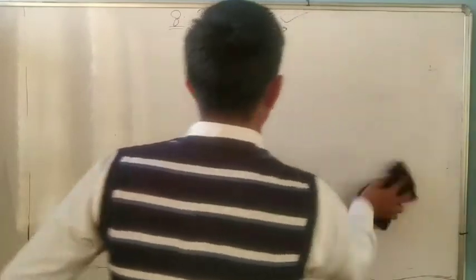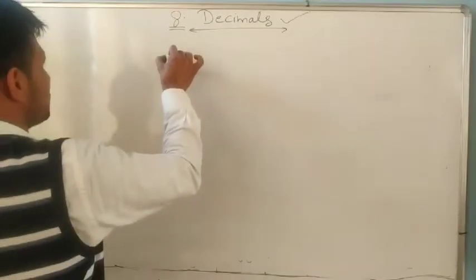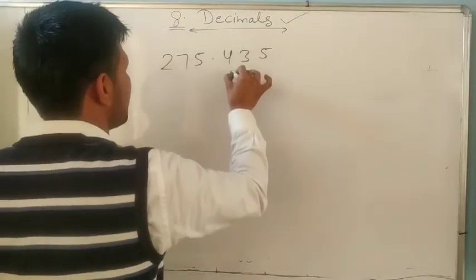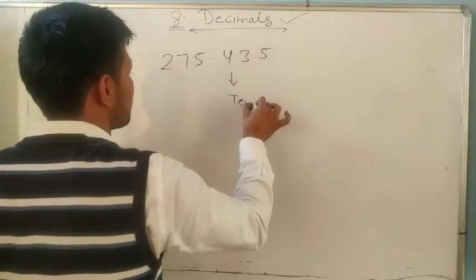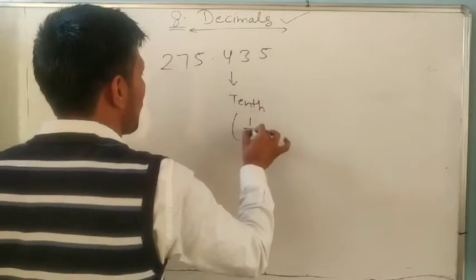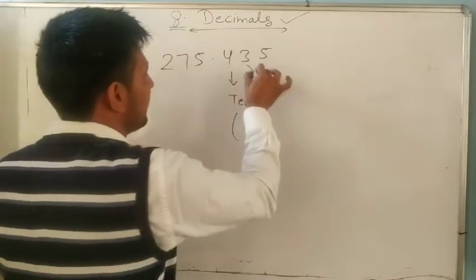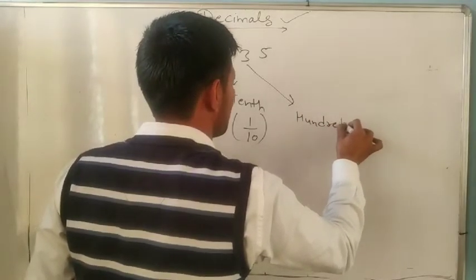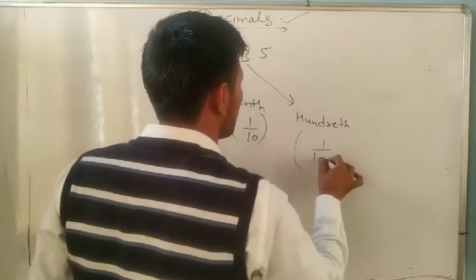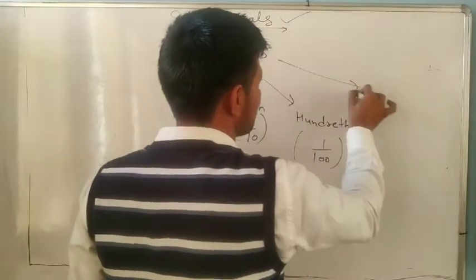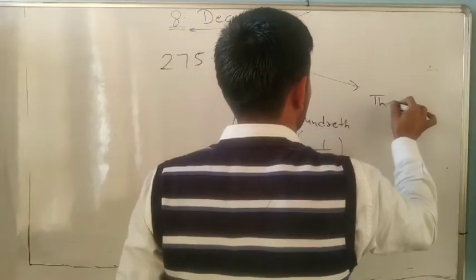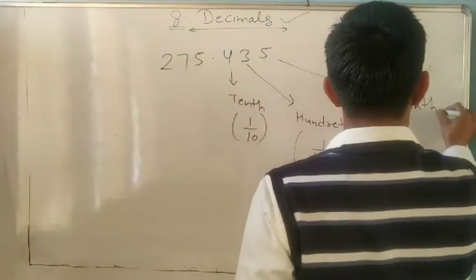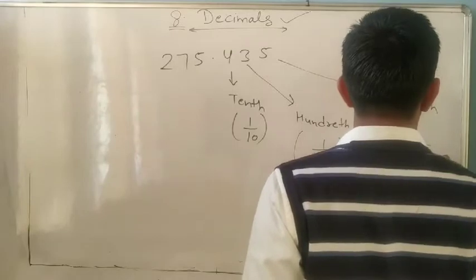After decimal, suppose like this one 275.435. It is 10th. Place value is 10th. 10th means 1 upon 10. It is 100th. 100th means 1 out of 100. And it is 1000th. 1000th means 1 upon 1000.